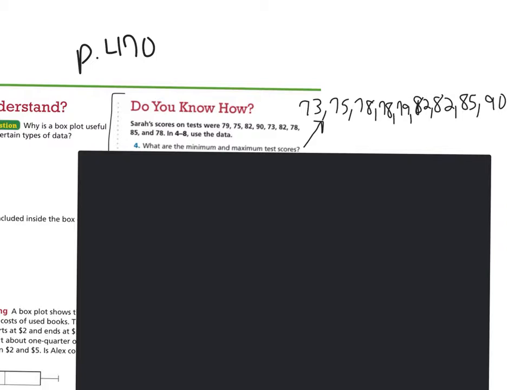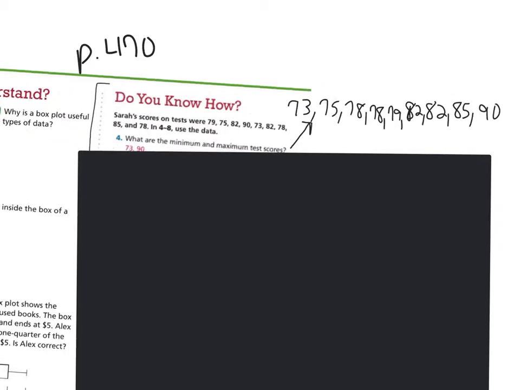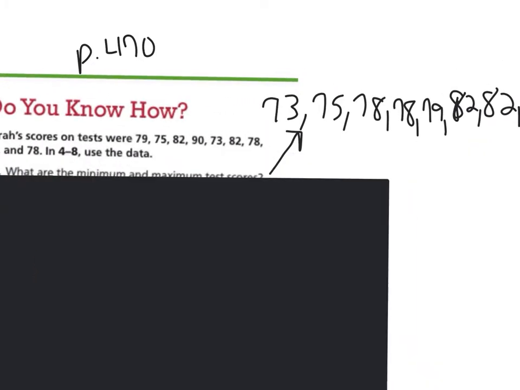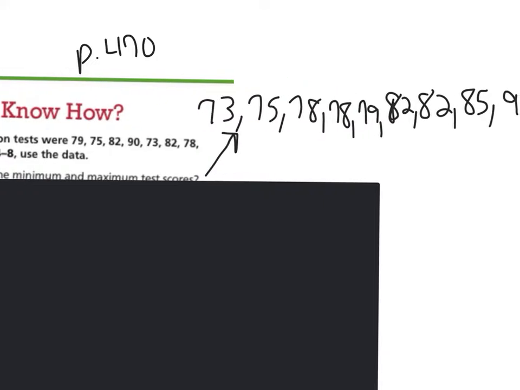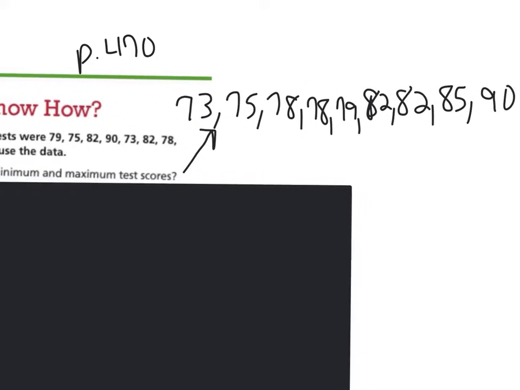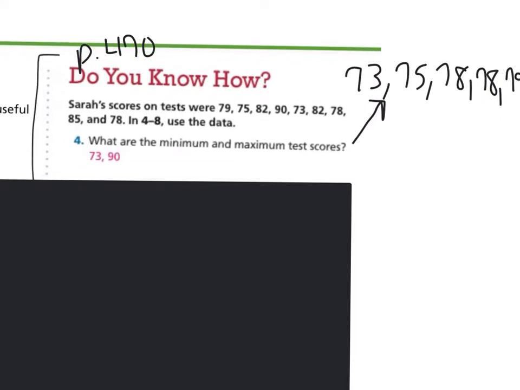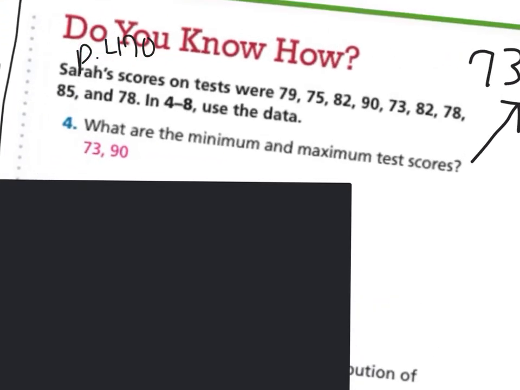So we have some test scores. Sarah's test scores are listed there, and they're asking first of all what are the minimum and maximum test scores. If you look at the next questions they're asking us, we are going to be drawing a box plot, finding the median, all these things. So I'm just going to go ahead and put the numbers in order here from least to greatest. Okay, numbers least to greatest, and then I can very easily see that my minimum test score is 73 and maximum is 90. Okay, so minimum 73, maximum of 90.